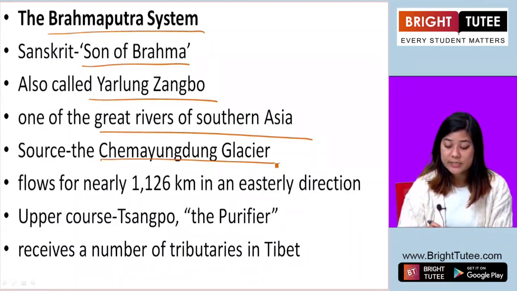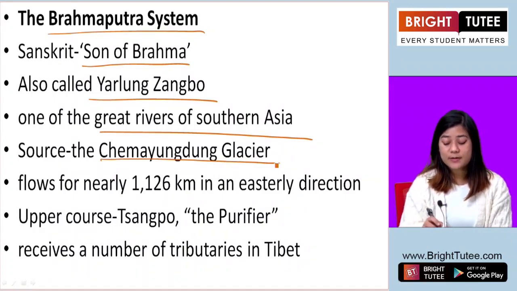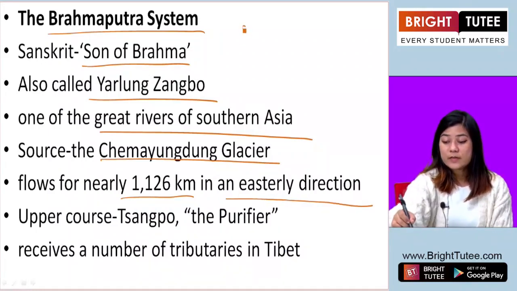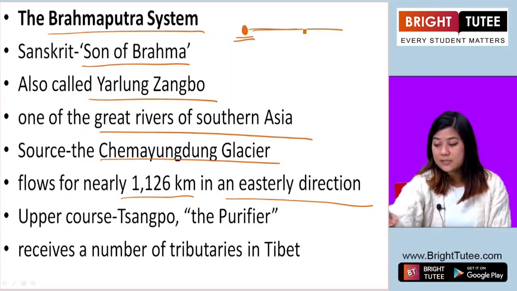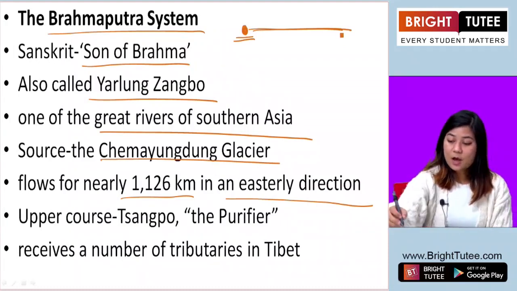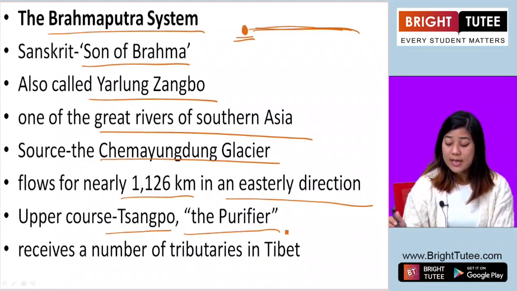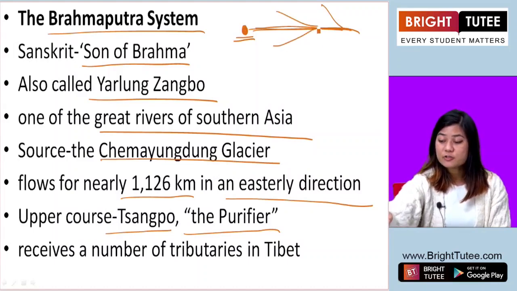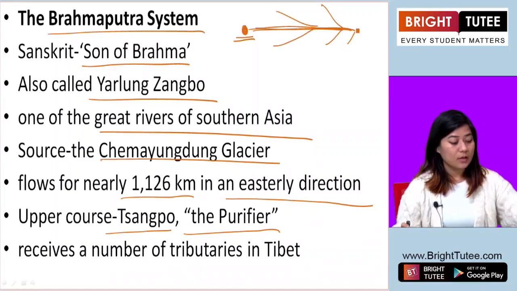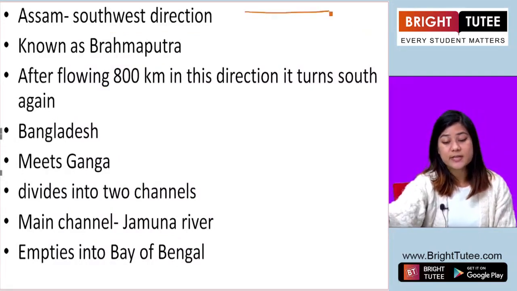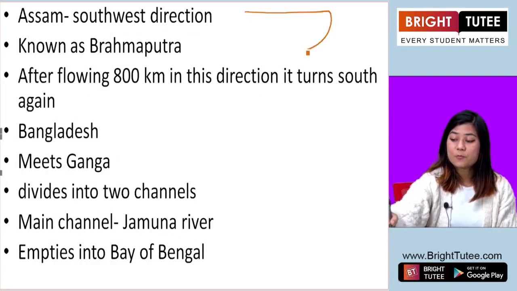It flows for nearly 1,126 km in an easterly direction. So if this is the source, which is the Chemayungdung Glacier, then it flows in the east direction. Okay, and the upper course of this river is called Sangpo or the purifier. Okay, and then it receives various tributaries in Tibet. Now from there it was flowing in east direction, right, and from there it comes south and then west.